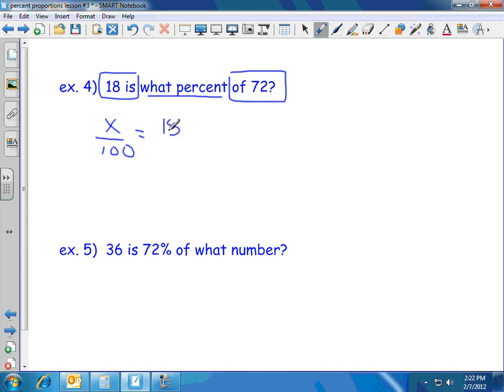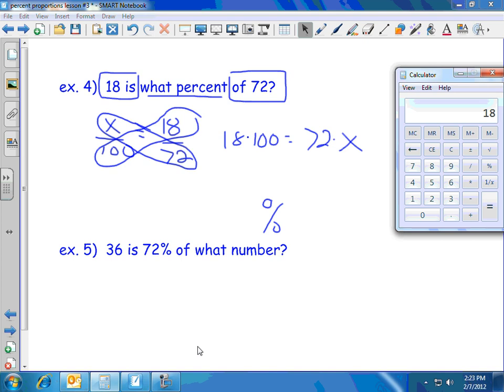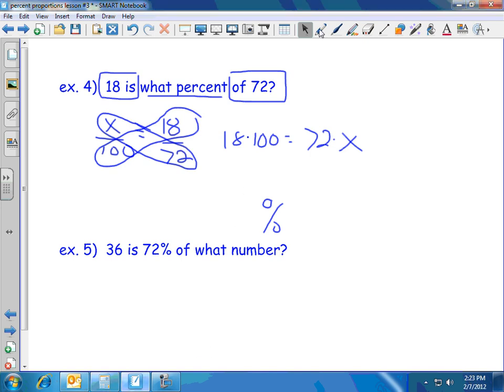So 18 over 72. Now you do your cross product, so 18 times 100 is going to equal 72 times x. Again, this is your one-step equation, so simplify and then solve for x. But notice your final answer is going to have to be a percentage. So 18 times 100 gives you 1800. Divide that by 72, and that gives you 25. So x is going to be equal to 25%.